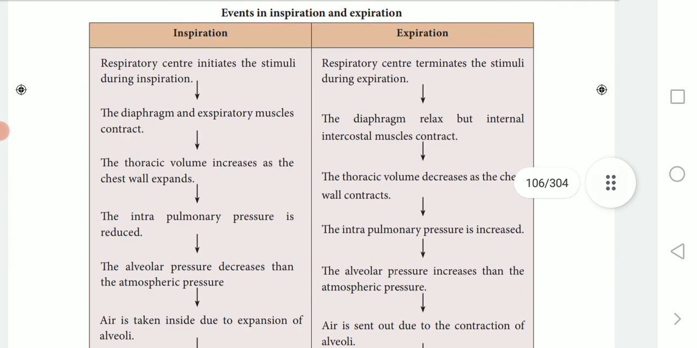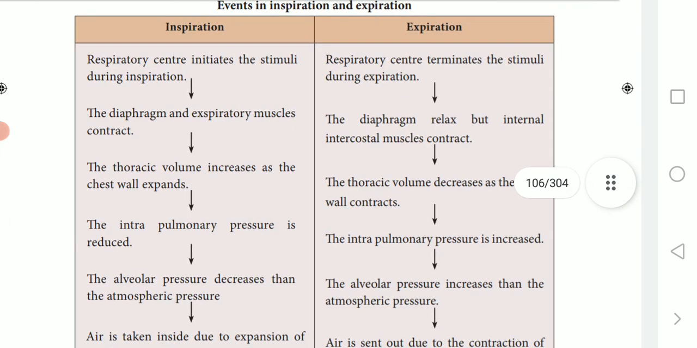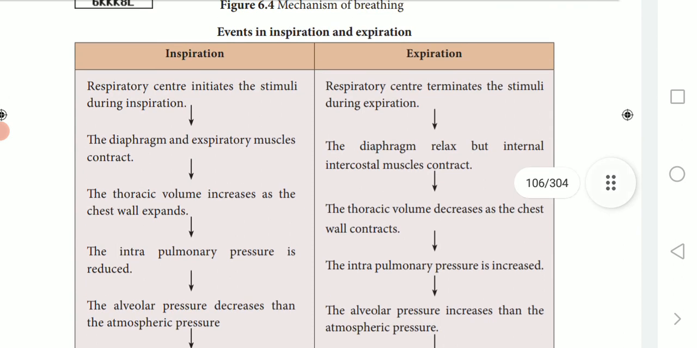3 marks they'll ask you. Learn this tabular column and also learn how carbon dioxide is transported, and also learn another question: differentiate between the Bohr effect and the Haldane effect.